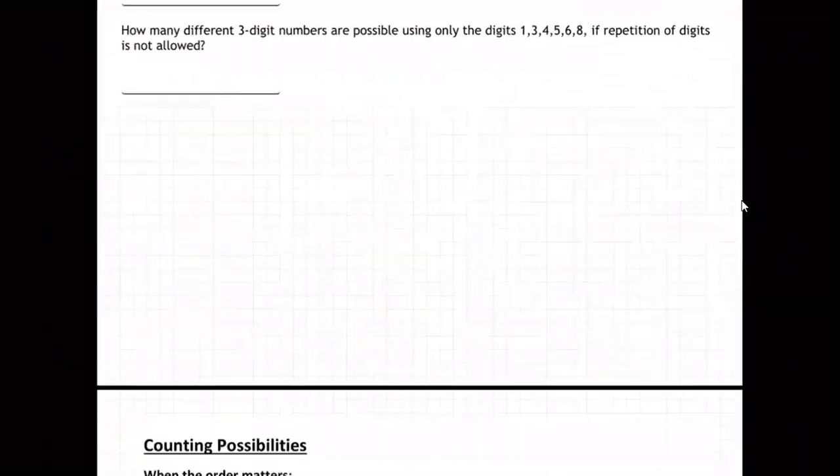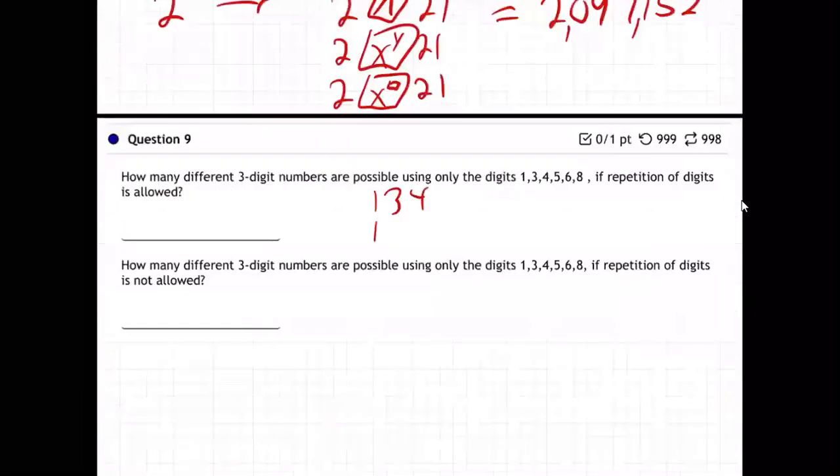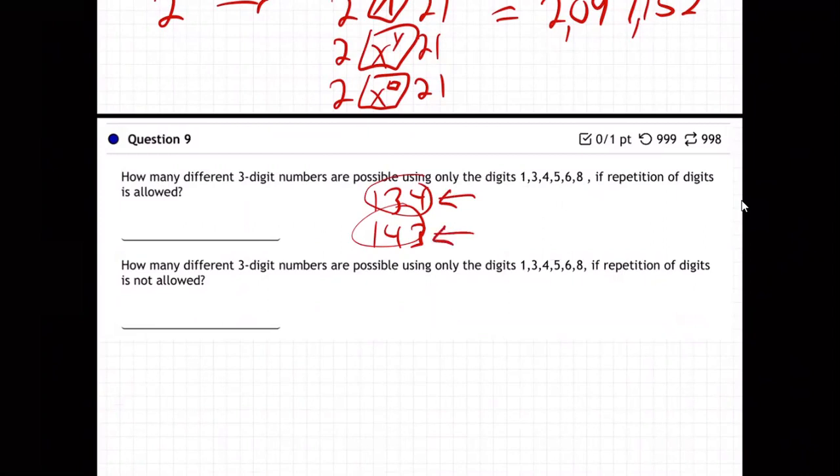If you look at the notes, it says counting possibility, order matters. Of course, order matters in a number, right? If you write the three-digit number 134, that's different than 143. You don't just say they're the same number because they all have a 1, a 3, and a 4. No, they're not the same. I've got 134 crayons, or I've got 143 crayons. It's a different number. So the order does matter.